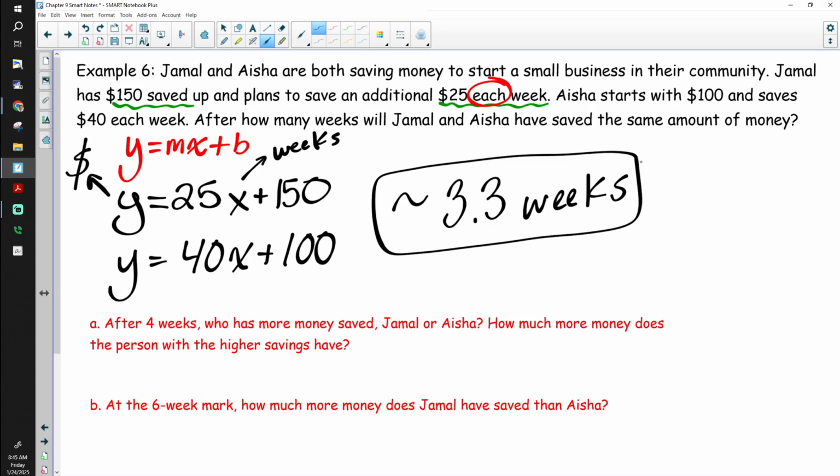Okay, we got some follow-up questions. After 4 weeks, who has more money saved, Jamal or Asia? Do you know how to tell using our graph?